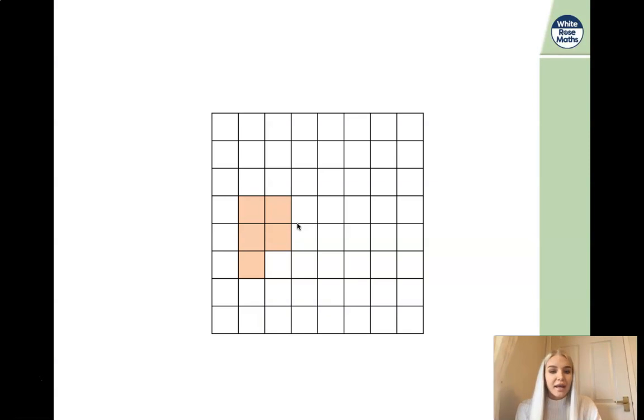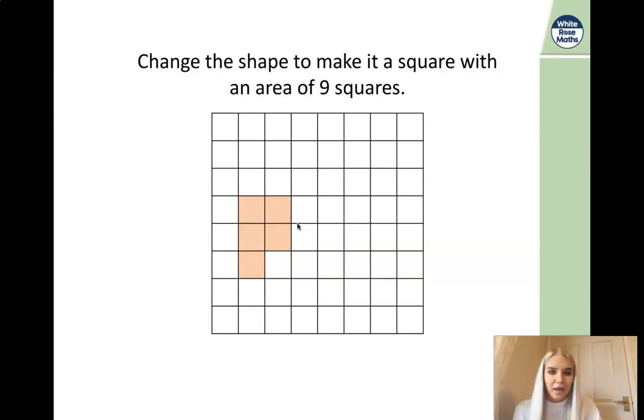Okay, so here I have a shape with an area of 5. Now, we want to change this shape to make it a square with an area of 9 squares. How would I do this? What would I change and what would I add? Pause the video and have a think, please.